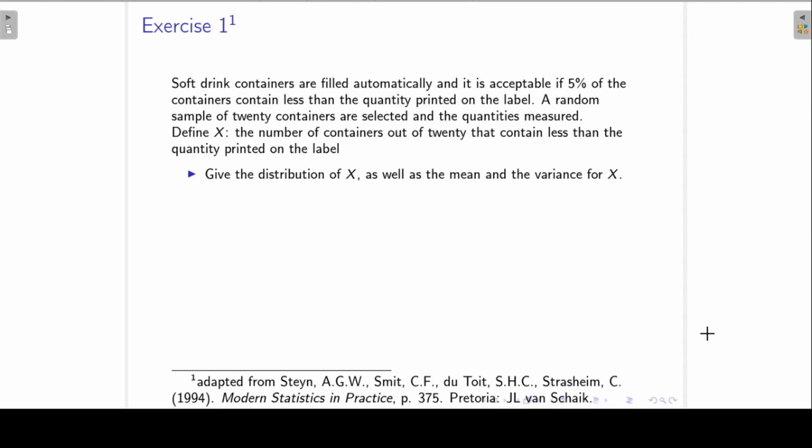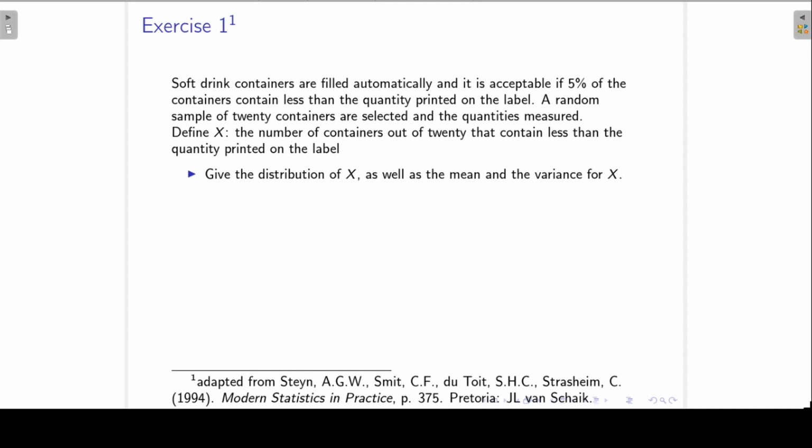For the first exercise, soft drink containers are filled automatically and it's acceptable if 5% of the containers contain less than the quantity printed on the label. A random sample of 20 containers are selected and the quantities measured. We define a random variable x as the number of containers out of 20 that contain less than the quantity printed on the label. So first of all, we have to give the distribution of x as well as the mean and the variance of x.